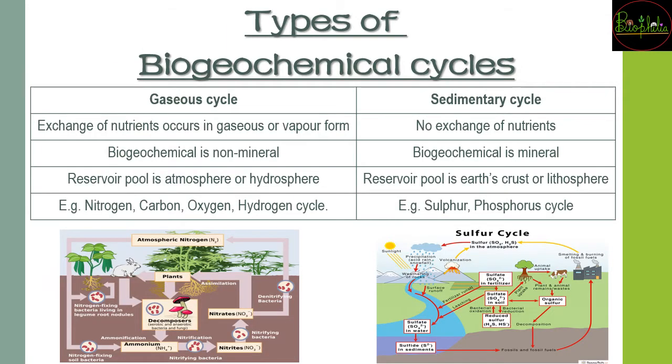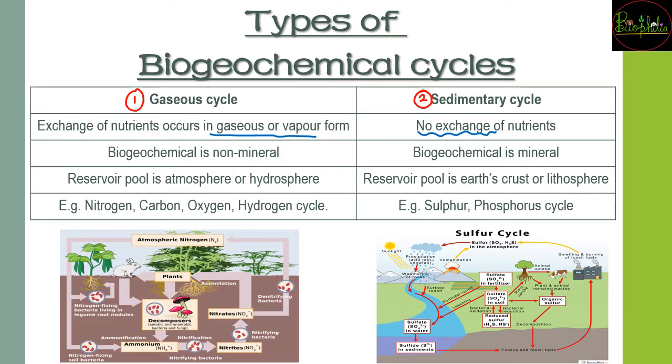Now we understand the two biogeochemical cycles. The first is the gaseous cycle, the second is the sedimentary cycle. As the name suggests, in the gaseous cycle the exchange of nutrients is going to be in the form of gases or vapor, whereas in the sedimentary cycle exchange is not possible because it is sedimentary. You can understand gases can move, but how will sediments?